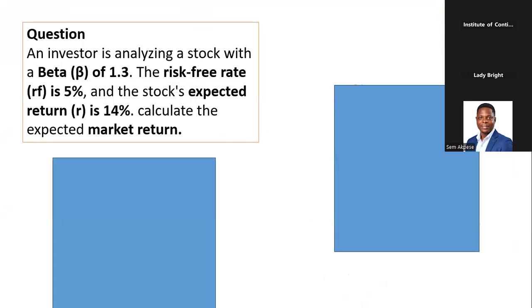So let's try this one. It's similar but different. So I want us to do it. An investor is analyzing a stock with a beta of 1.3. The risk-free rate is 5%, and the stock's expected return is 14. Calculate the market return. Expected market return. I want us to see how we go about this so that when we meet it somewhere, we know what to do.